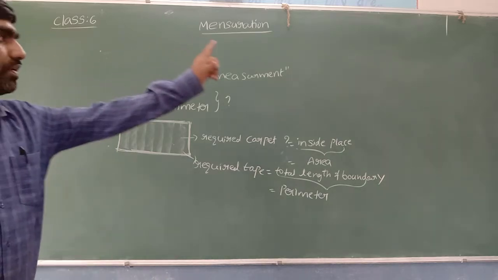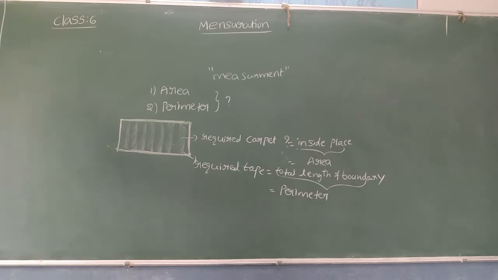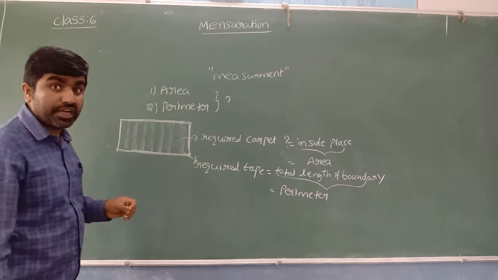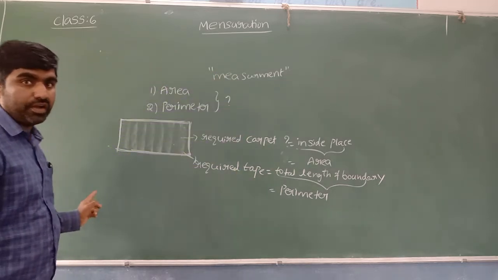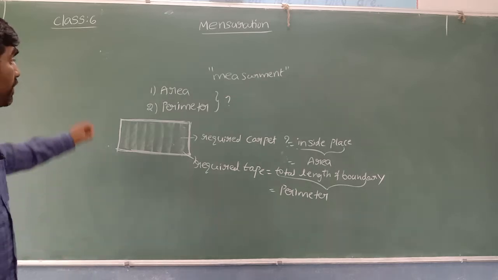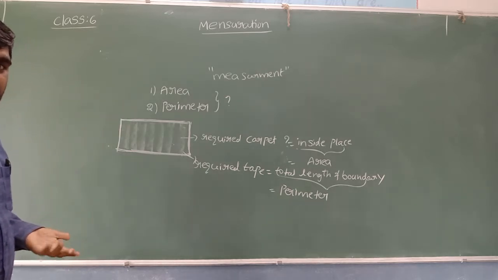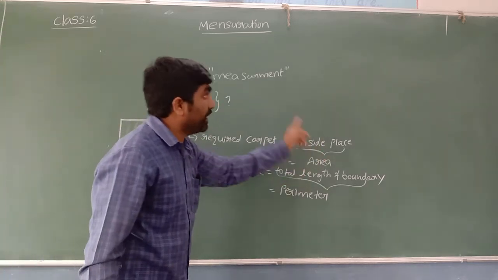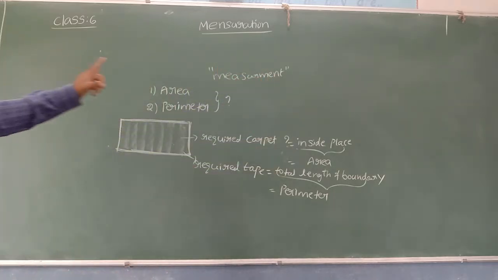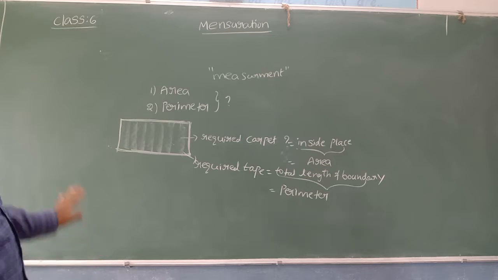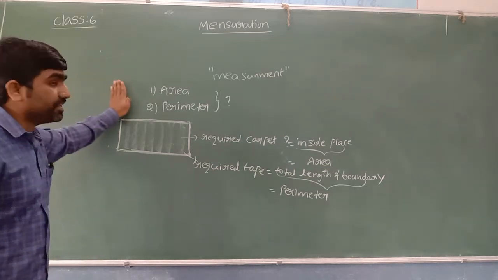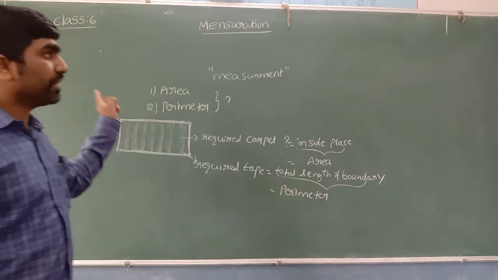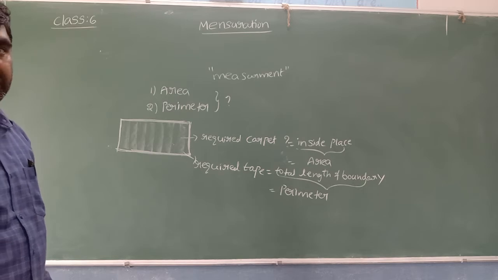Now you can see, here we have a green board. Suppose I want to paint this green board with green color paint. To know how much paint is required, it is enough to find the area, which means the inside place of this rectangle. The top of this board is like a rectangle, so to know the required paint, we need to find the area. Area means the inside place of that closed figure.